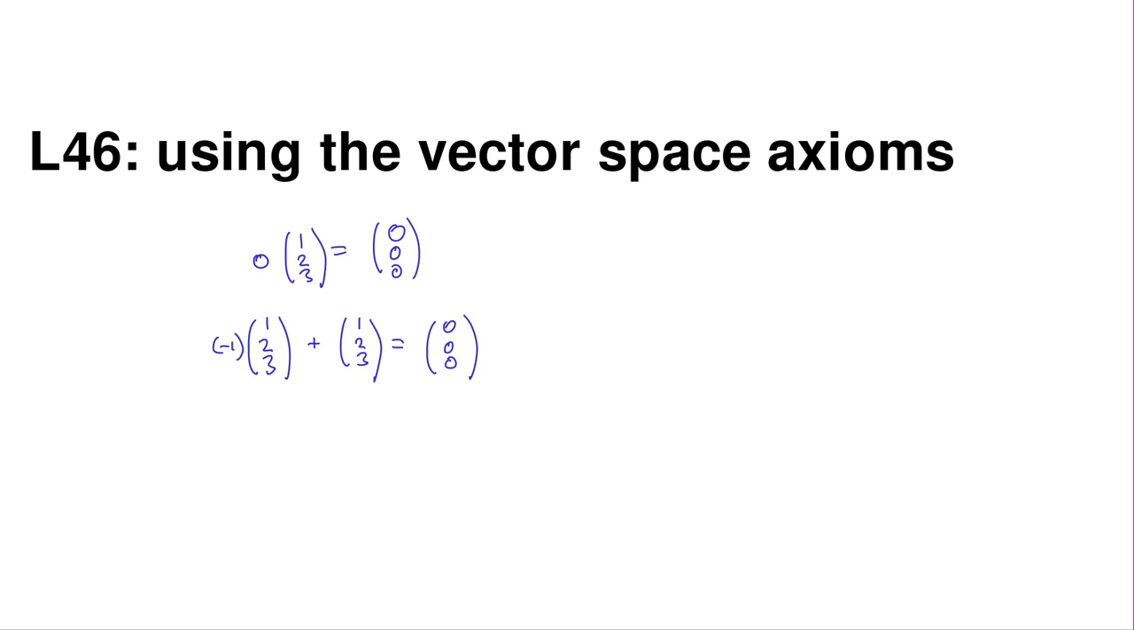Well, the only thing we can say about an arbitrary vector space is that it obeys the vector space axioms. So in this lecture, we're going to use those vector space axioms to show that these two properties are in fact true in every single vector space.